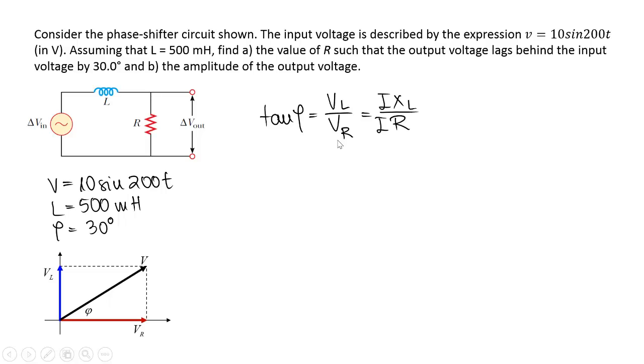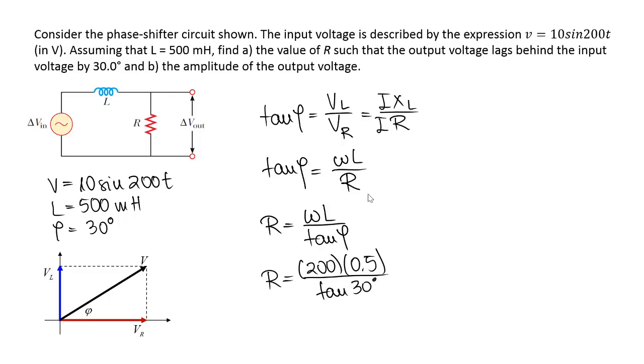Each one of these voltages can be written as the current multiplied by the inductive reactance, or current multiplied by the resistance. We can get rid of current, and we can rewrite tangent phi as, don't forget, the inductive reactance, which can be written as the angular frequency omega multiplied by the inductance L, divided by R. And as you can see from this equation, we can find the resistance as angular frequency omega multiplied by the inductance L divided by tangent phi, where phi represents 30 degrees. All you have to do is plug in the numbers.